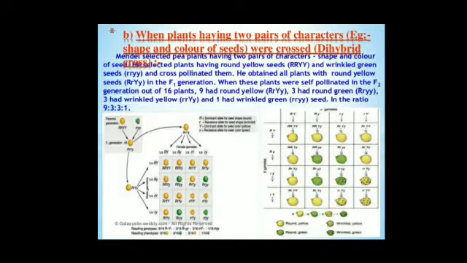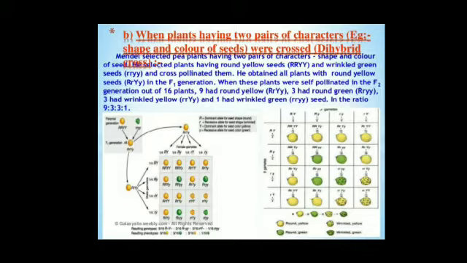But if we talk about phenotypic ratio, then phenotypic ratio is 3:1. That means 3 plants were tall and 1 was dwarf. Now we are going to study about dihybrid cross. The name itself suggests plants having 2 pairs of characters. Here we are taking shape and color of seeds. Shape can be round or wrinkled, and the color of the seeds can be yellow or green.